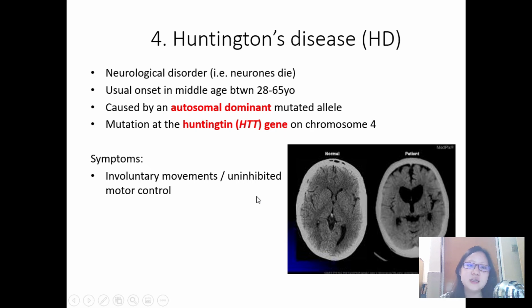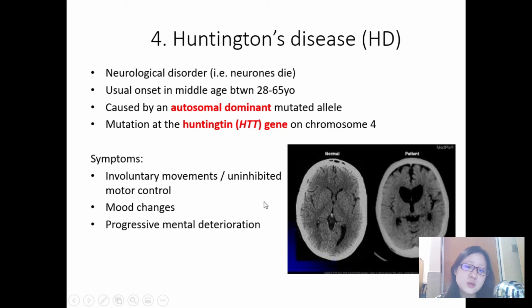Now the symptoms here, when the neurons start to degenerate, are involuntary movements and uninhibited motor control. So imagine a lot of trembling, a lot of not being able to pick up things. The hands are not doing what you want them to do, your legs as well. Mood changes could be a thing, and progressive mental deterioration, so memory loss, things like that. Brain cells might be lost as well. So yeah, it is quite tragic really.